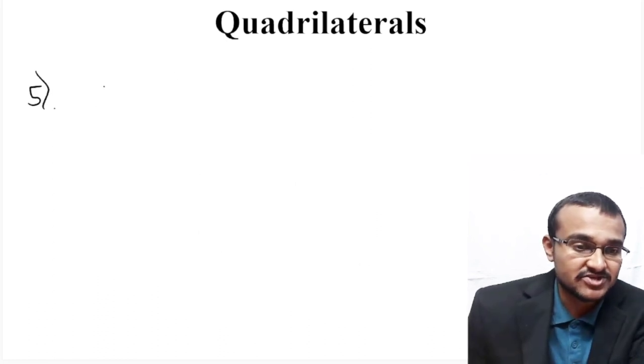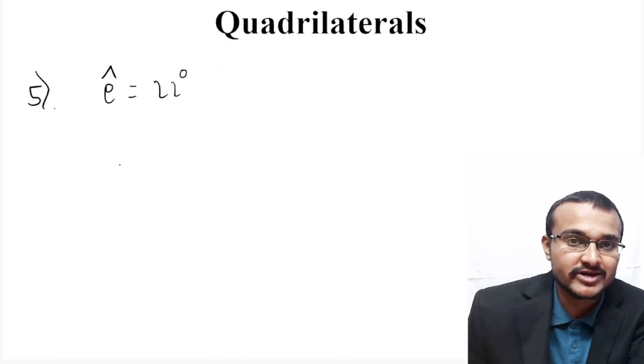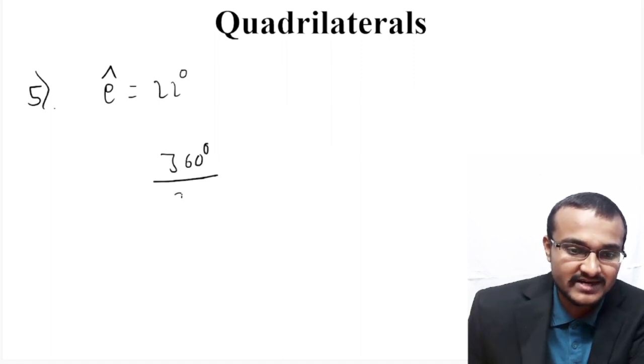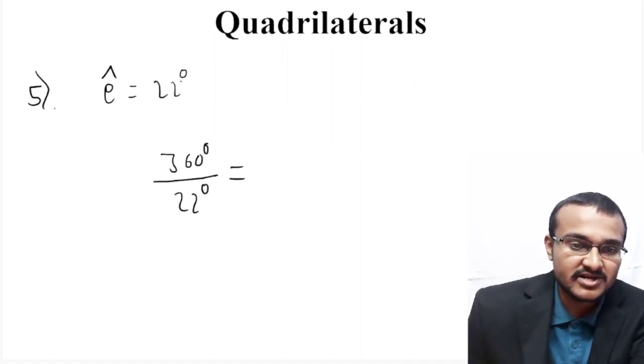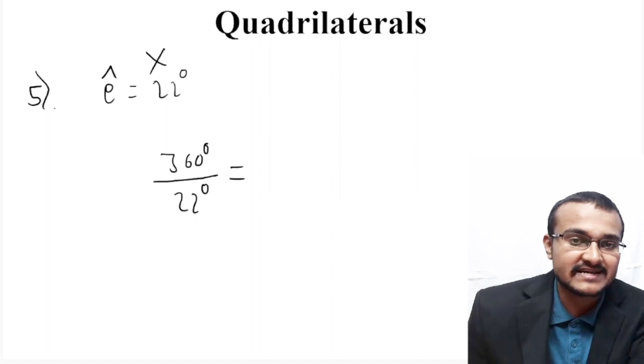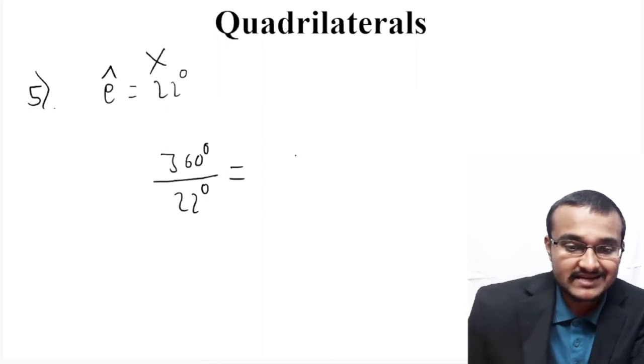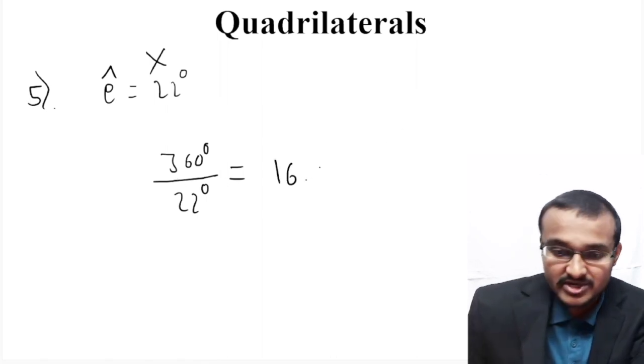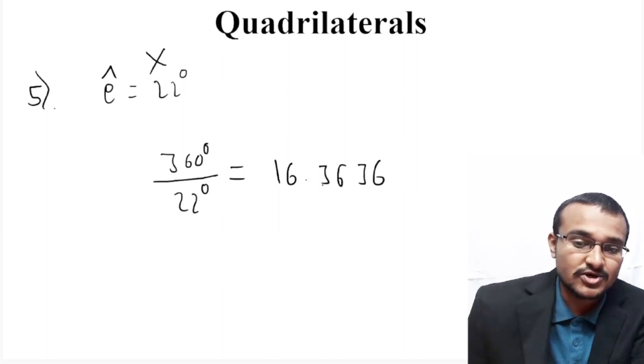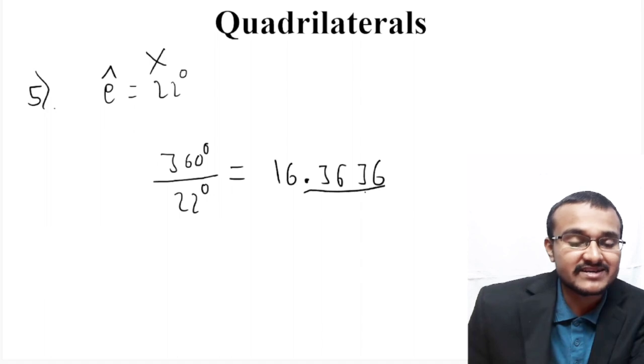Coming to the fifth question, they are asking, can a regular polygon have an exterior angle equal to 22 degree? So let's say if we divide 360 degree by this particular 22 degree, if we are not getting a whole number, then this particular angle cannot be the exterior angle of any regular polygon. Because when you do 360 degree divided by 22 degree, you will get the answer as 16.3636. So you cannot have a number of sides which is given in decimal points.